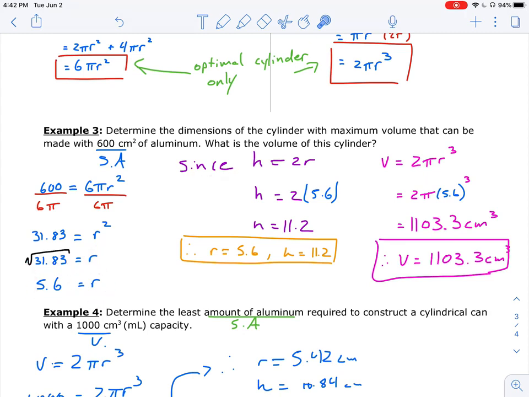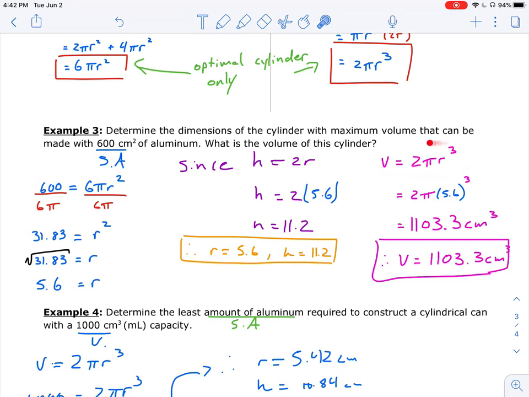Now, since my height is equal to 2 times my radius, and I know my radius, my height is equal to 2 times, well, we just figured it out, 5.6. So I know that the height of this cylinder is going to be 11.2, right? So the dimensions, my radius is 5.6 and my height is 11.2.